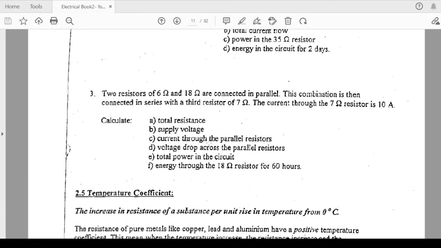Then for the current through the parallel resistors, you calculate the current through each resistor now. I1 equals V over R1. I2 equals V over R2. You must do that. Okay, I'll end here. Let me see what you can do.